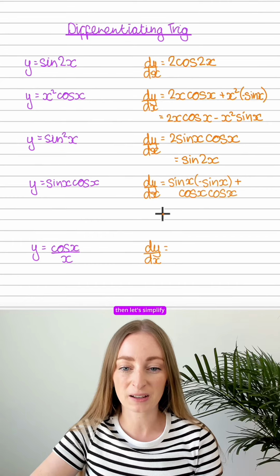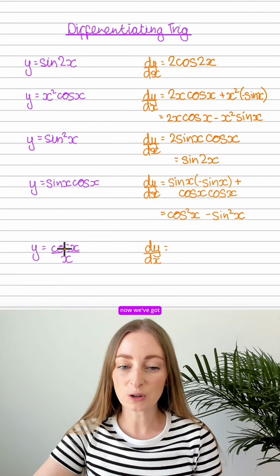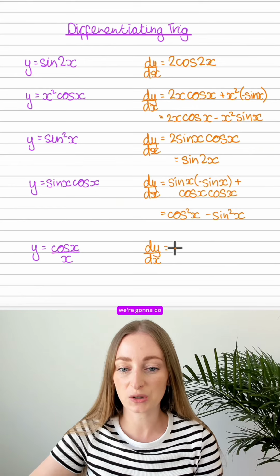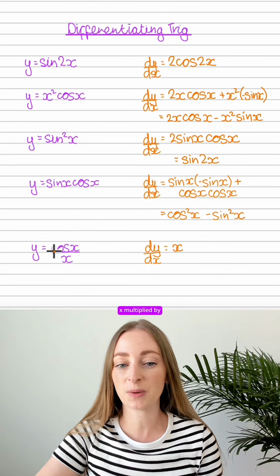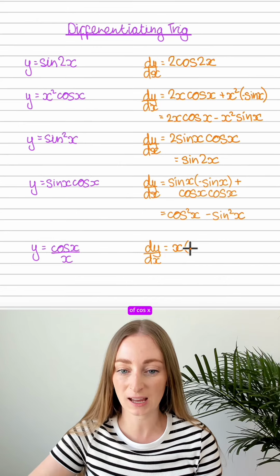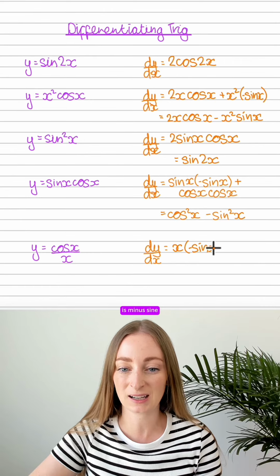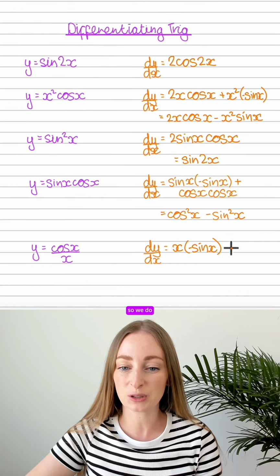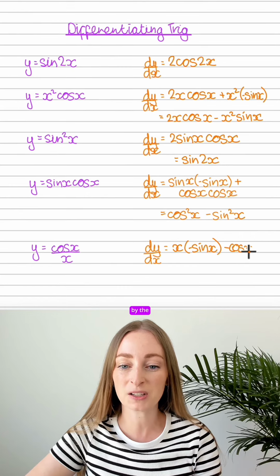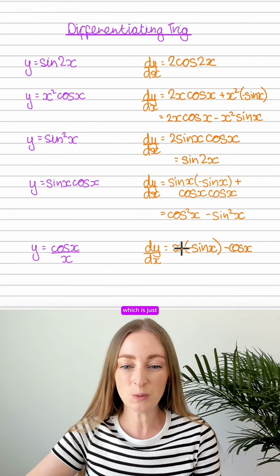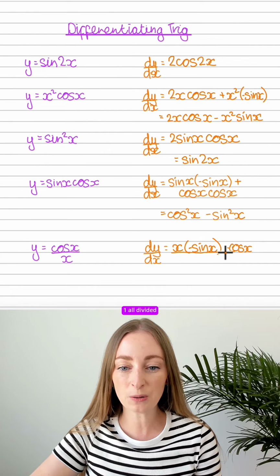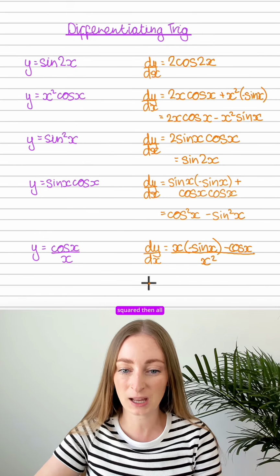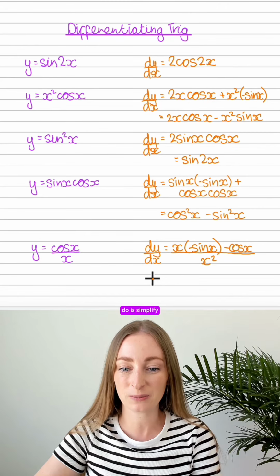Then let's simplify. Now we've got cos x over x, so we're going to use the quotient rule. So we're going to do x multiplied by the derivative of cos x, which we know is minus sin x. Take away, then we're going to do the opposite. So we do cos x multiplied by the derivative of x, which is just 1. All divided by the denominator squared, which is x squared. Then all we need to do is simplify.